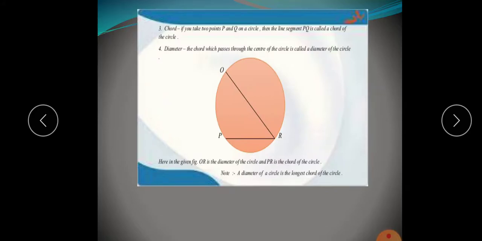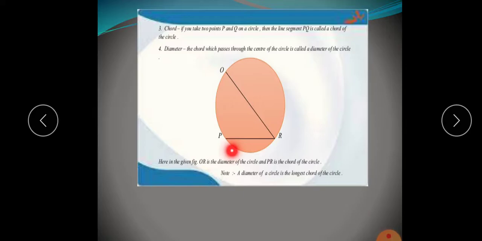And next we go for chord, as we learned in our previous chapter, circles. What is a chord? PR is a chord. Yes, the line segment touching a circle at two distinct points is a chord. P and R is a chord. And the next line segment PQ, if we join, is also a chord.